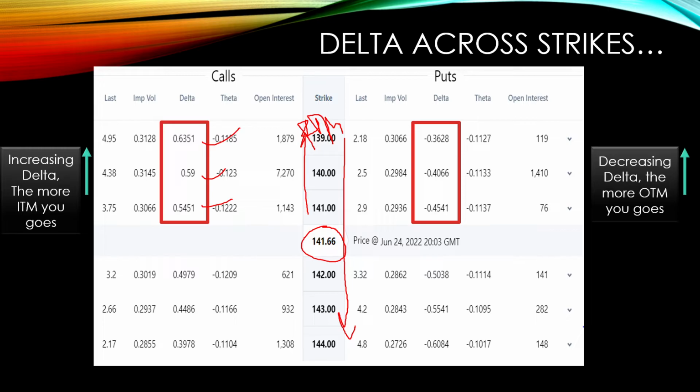And if you look at the put side, the more I go out of the money, because I think all of you must know what I mean by in the money and out of the money. The more out of the money you go, the option delta starts to decrease: 0.45, 0.40, 0.36. So the general principle: the more you go in the money, the delta will increase. The more you go out of the money, the delta will decrease.